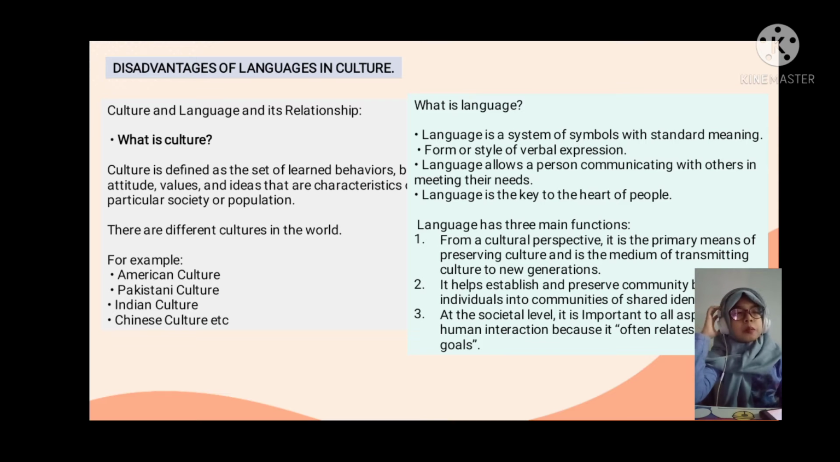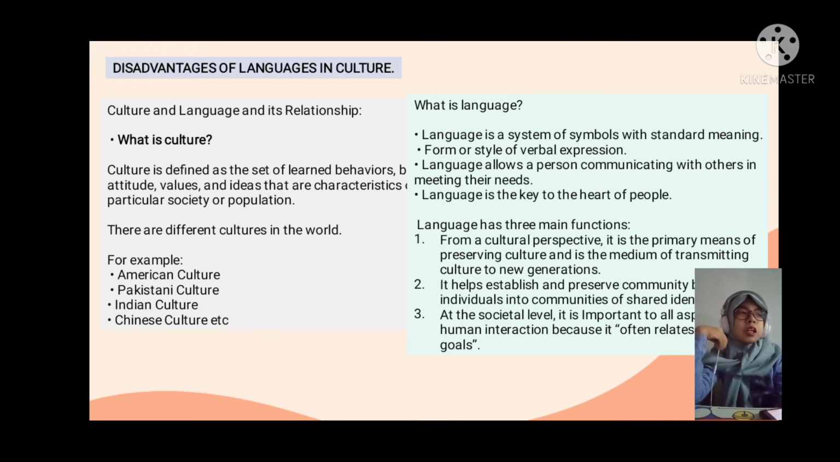Here I'm going to discuss the disadvantage of language in culture. Before we discuss this, we have to know first what culture and language are. Culture and language have their own relationship, so we have to find the definitions first. Culture is defined as the set of learned behaviors, beliefs, attitudes, values, and ideas that are characteristic of a particular society or population.